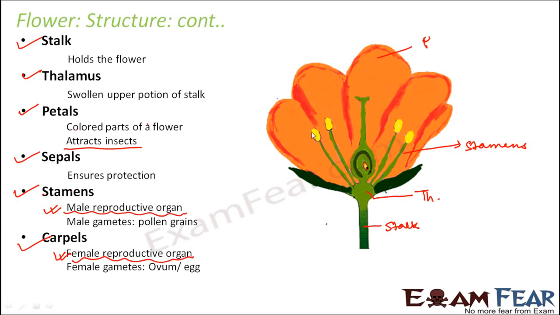Now you understand that out of these parts of the flower, the most important roles are played by the male and the female reproductive organs, that is stamen and carpel. Therefore we will give some more time to understand the structure of stamen and carpel in a little more detail.